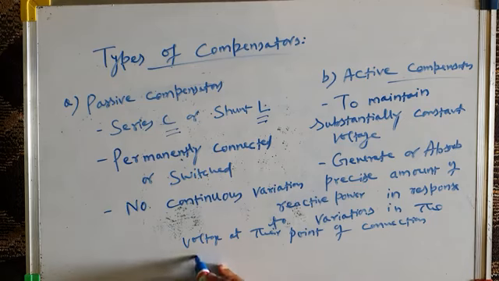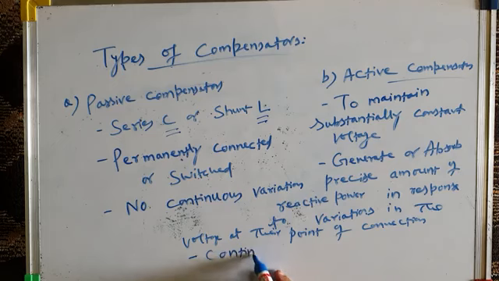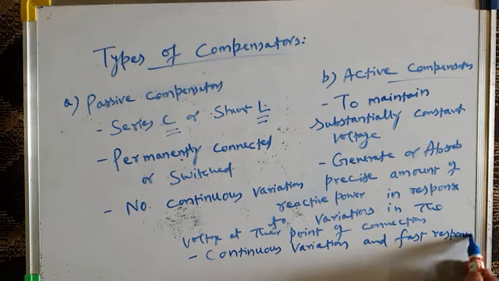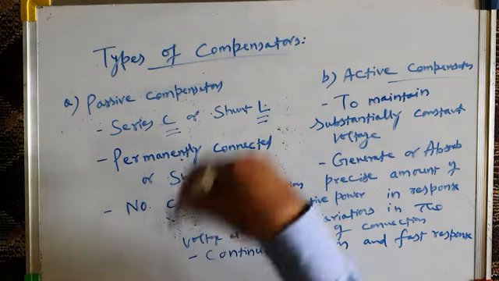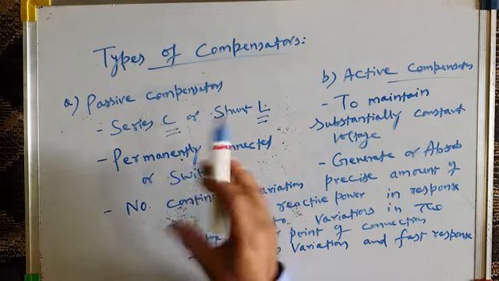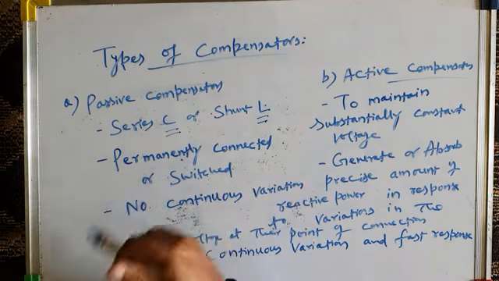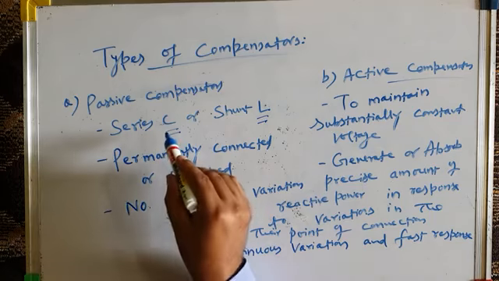And the third feature is that continuous variation is possible with the help of active compensators. They result in continuous variation and their response is fast. On the other hand, if you have passive compensators, when you want to switch in or switch out a passive compensator, we are switching them in or out mechanically using mechanical switches, so their response is slow.